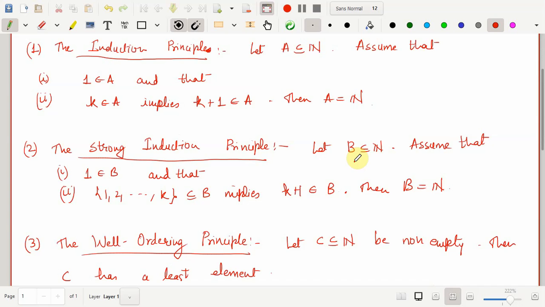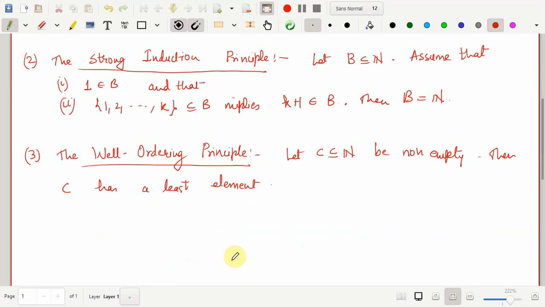When we put it in terms of subsets of natural numbers, if we have B as a subset of N, and it satisfies two conditions, that the first natural number 1 belongs to B, and if the set 1, 2, ..., k is contained in B, that is 1 is in B, 2 is in B, till k is in B, implies that k plus 1 is also in B, then B is the entire set N.